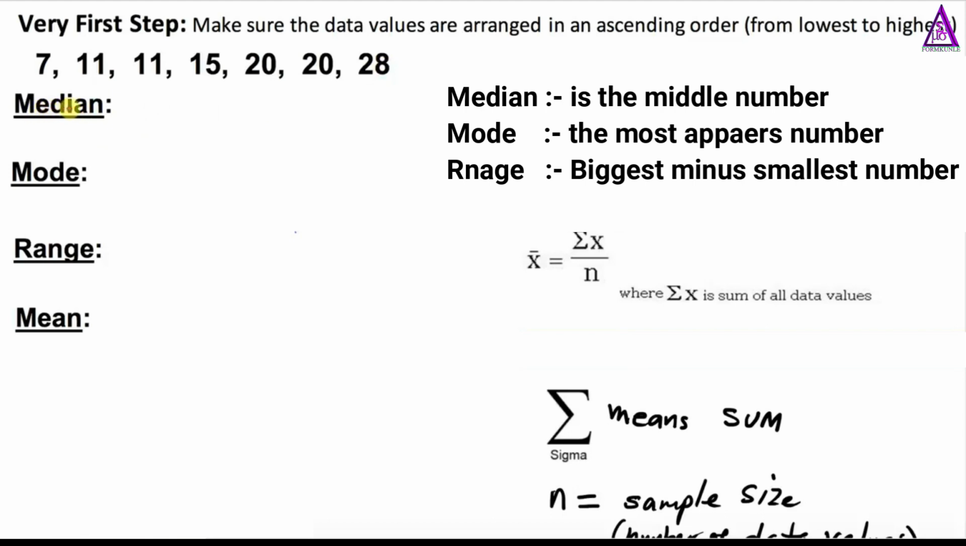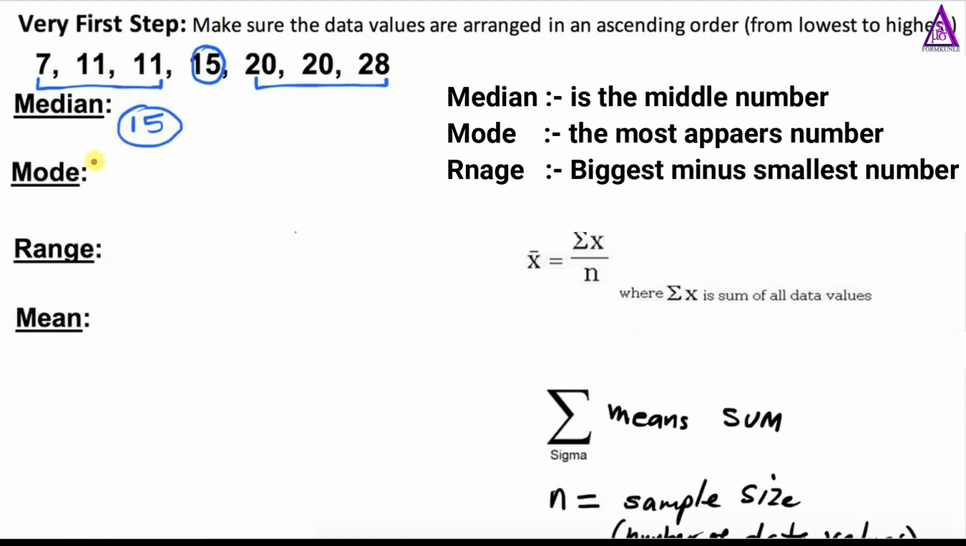The very first thing to do here is to find the median of the numbers you have already arranged. The median of this data is 15 because it is the one at the middle of the arranged numbers. So therefore, our median is equal to 15.